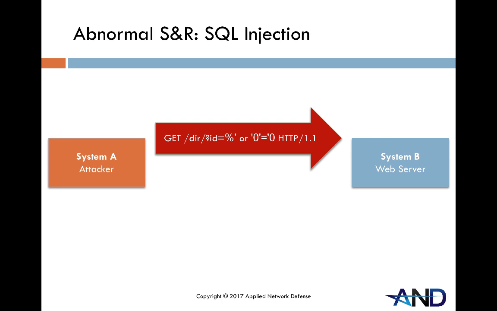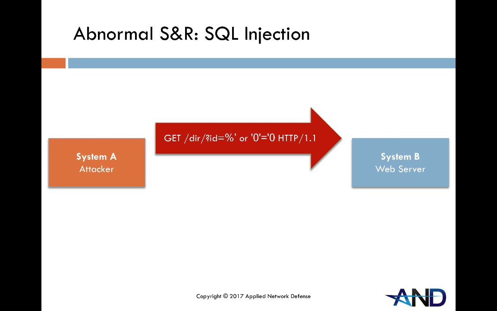Well, in this case, we're manipulating it by using this percent, apostrophe, or 0 equals 0 to break that form essentially and output the list of all of the IDs instead of just one. So if this is a user database, we're going to get all the users. If it's a book database, we're going to get all the books. It's going to dump all that onto the screen.